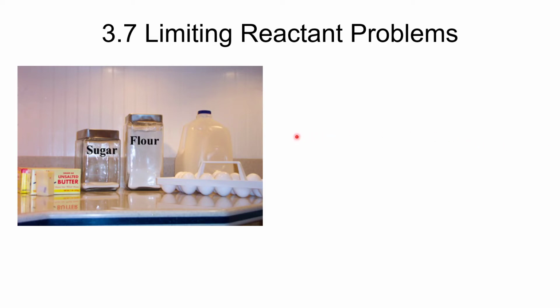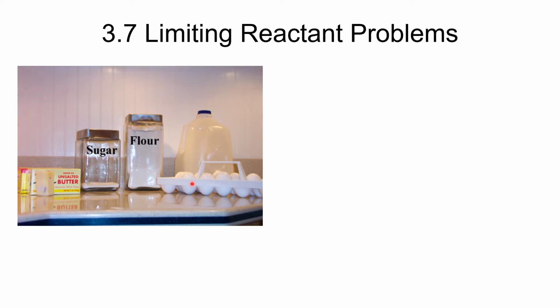In section 3.7, we want to look at limiting reactants, and we're going to start with an analogy. And the analogy is baking cookies. So here on the left, we've got some ingredients that we can use for making cookies. We've got some butter, some sugar, some flour, some milk-like substance, and some eggs.